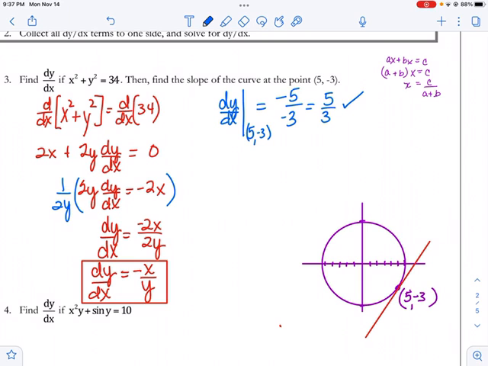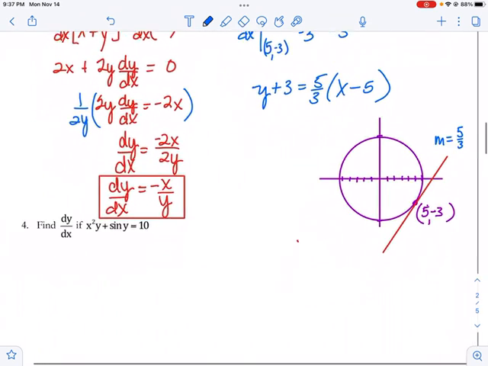Since we want the slope of the curve at that point, it makes sense that the slope is 5/3. If we wanted the equation of the line, that would be fairly easy. I could say that line is y minus negative 3, which is y plus 3, equal to 5/3 times the quantity x minus 5. And there we could easily have the equation. We didn't ask for that. That's an extra one, but I won't charge you for it.